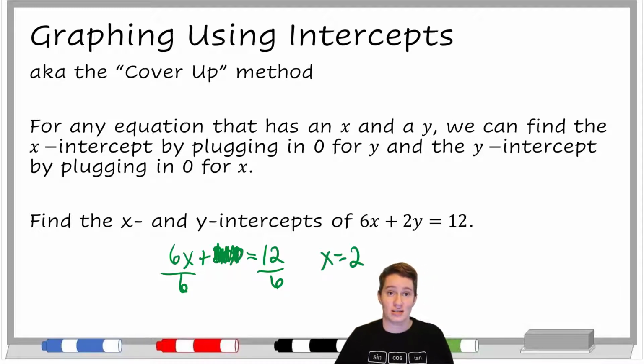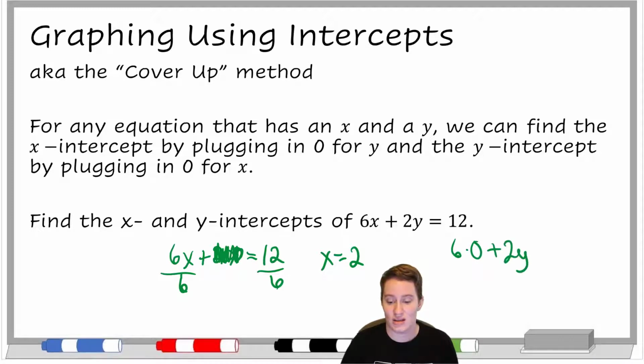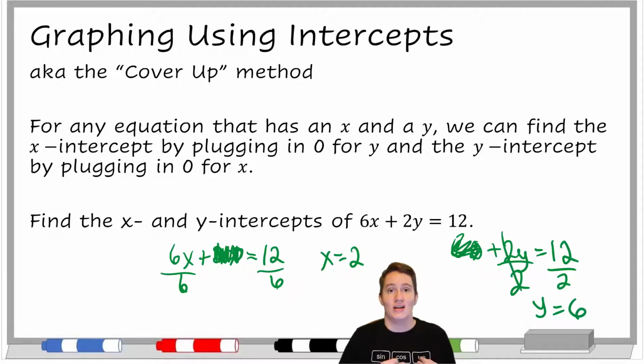Then we can do the same thing, or the opposite thing, to find the y-intercept. We put a 0 where x is. So 6 times 0 plus 2y equals 12. And then we divide both sides by 2, because this is going to get covered up. And y equals 6. So that means that our line goes through the x-axis at 2, and our line goes through the y-axis at 6, and that would be enough information for us to graph this.